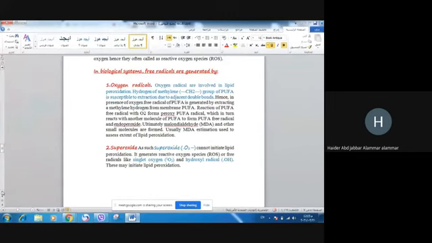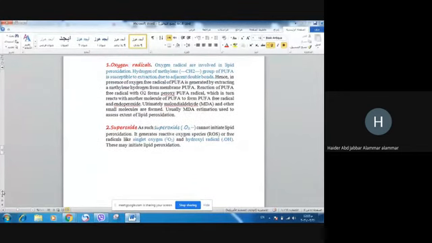For example, diabetes mellitus. Someone has diabetes and I want to see how much lipid peroxidation he has. I do an MDA test for him, by which we can estimate and assess the extent of lipid peroxidation.